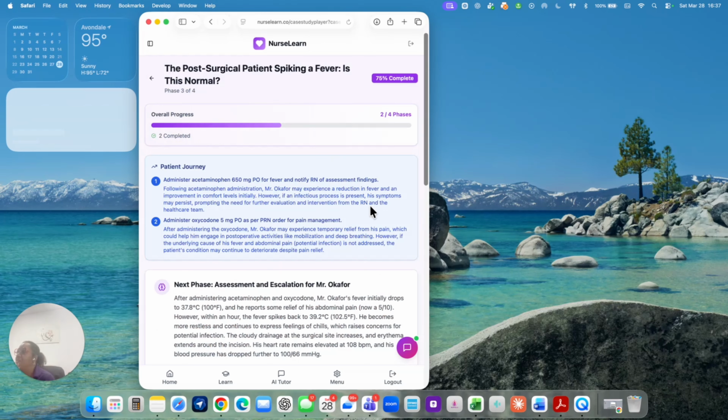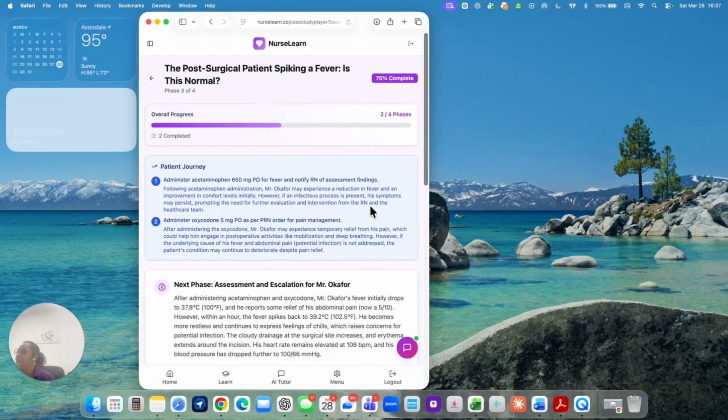All right. So you gave him the Tylenol, you gave him the Oxy. After administering the acetaminophen and the oxycodone, Mr. Okafar's fever initially drops to 37.8 and he reports some relief in his abdominal pain, which is now a 5 out of 10. However, within an hour, the fever spikes back to 39.2. He becomes more restless, continues to express feelings of chills, which raises concerns for potential infection. The cloudy drainage at the surgical site increases, and erythema extends around the incision. His heart rate remains elevated at 108, and his blood pressure has dropped further to 100/66.